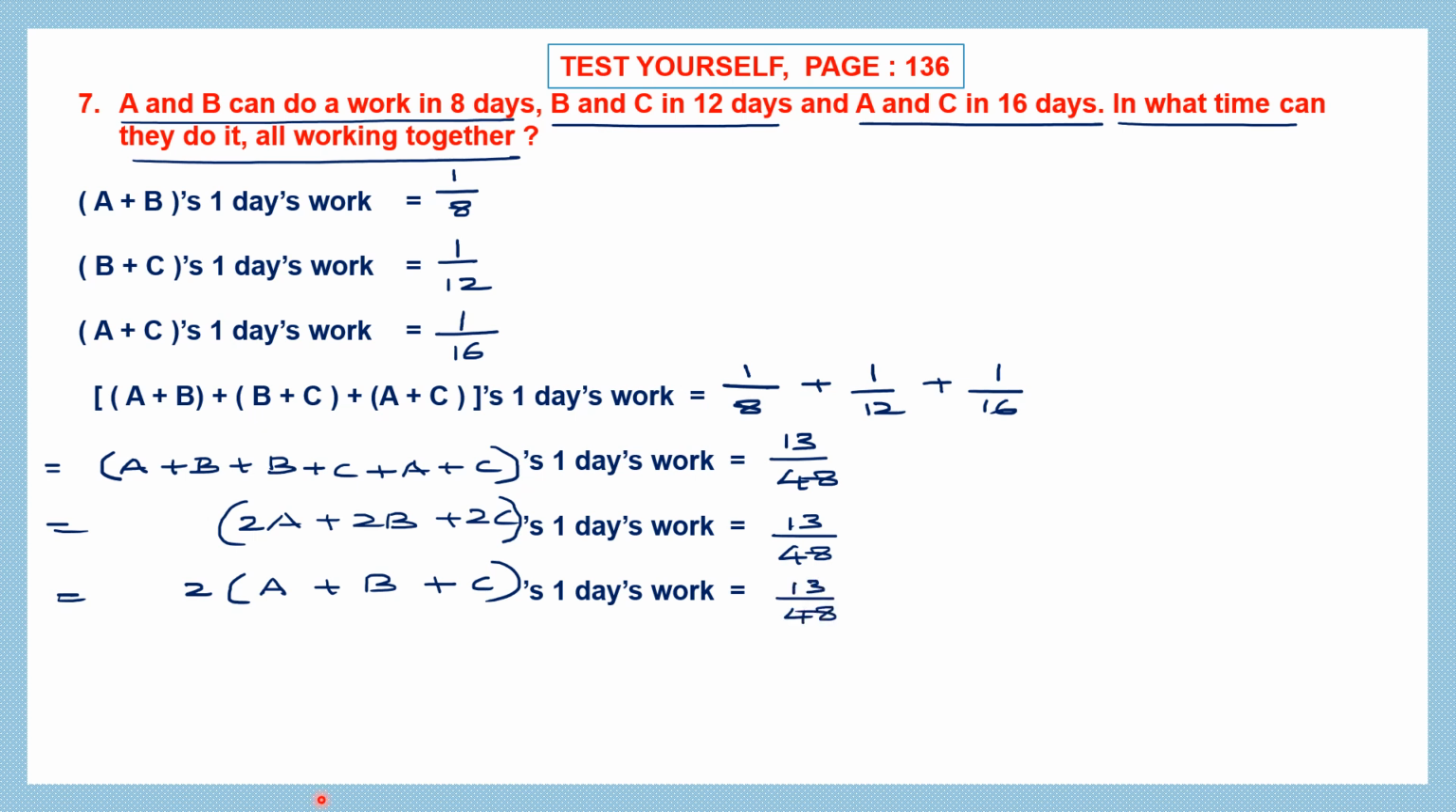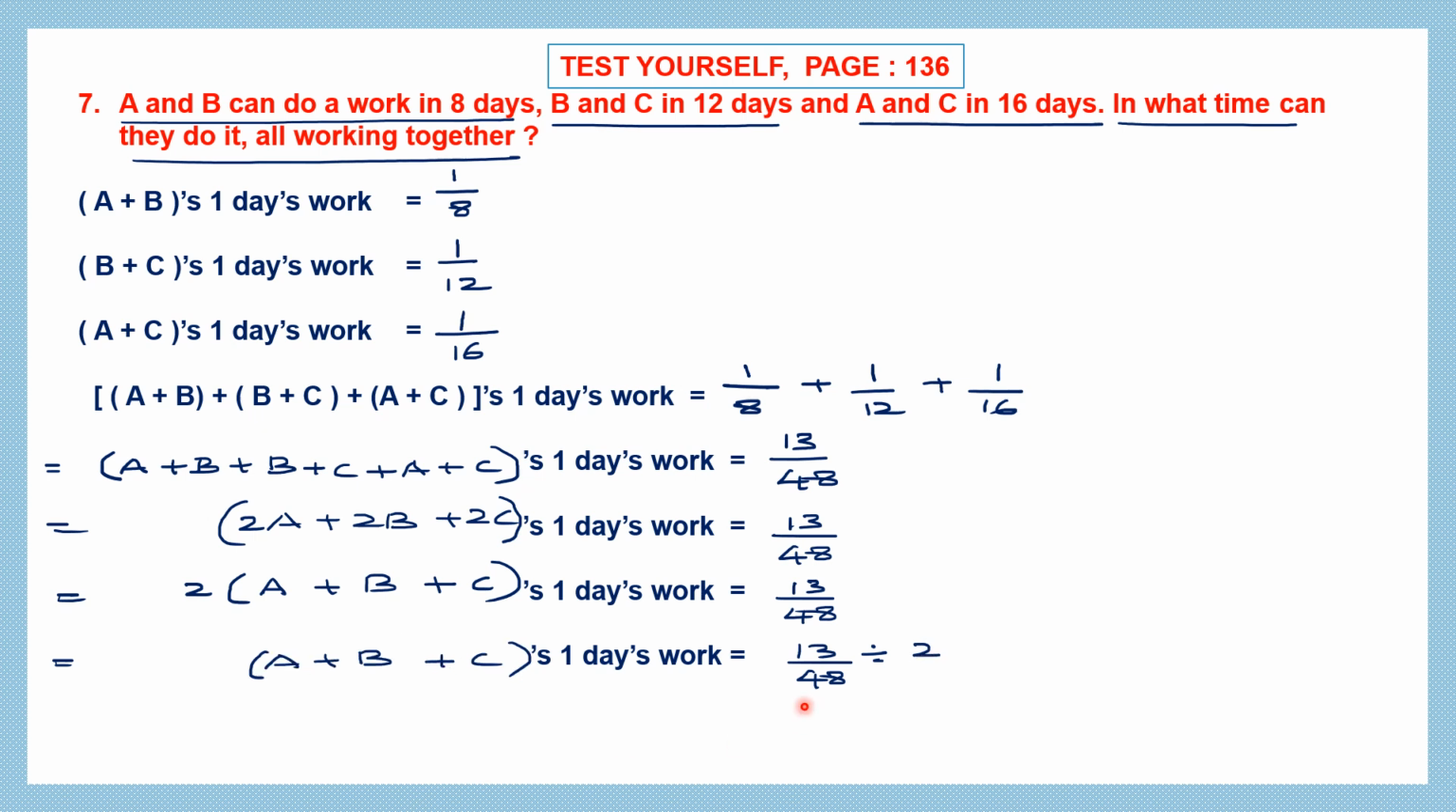Now I need to find only the 1 day's work of A plus B plus C. That means I'm going to move this 2 from this side to the right hand side. And here, since it is multiplication, when it moves that side, it becomes division. So here let me write that. So A plus B plus C's 1 day's work will be equal to 13 by 48 divided by 2.